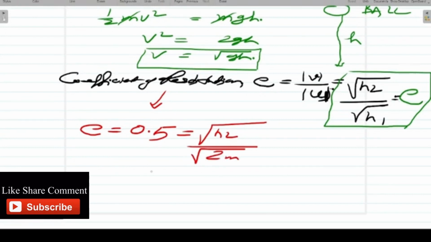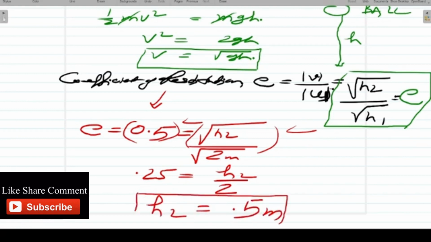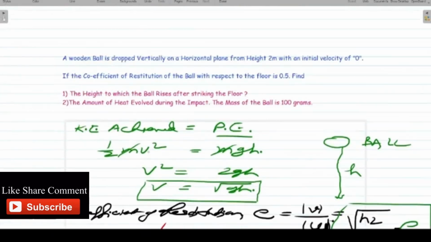When we solve it, squaring both sides, it will be 0.25 equal to h2 by 2, which means h2 equals 0.5 meter. So the ball is rising to a height of 0.5 meter after striking the ground. We get the value of h2, 0.5 meter. The first part is solved.